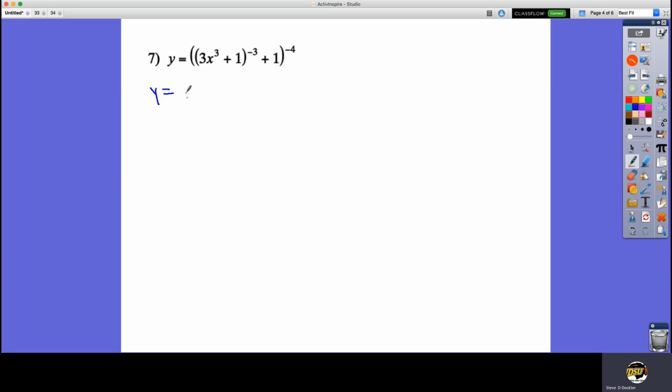So y equals u to the negative 4. And what you guys will do as you go here, you'll go u equals h to the negative 3 plus 1, because our h is this second set of parentheses here. And then you'll go h equals 3x cubed plus 1.